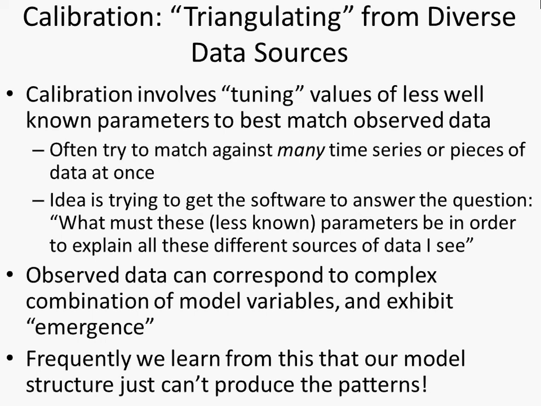There are others as well. The idea here is to get the software to answer the question, what must the less known parameters be in order to explain these different sources of data that I see? In order to accord with them, to be consistent with them. What does that tell me about the values of parameters? Okay. And often this observed data is emergent.